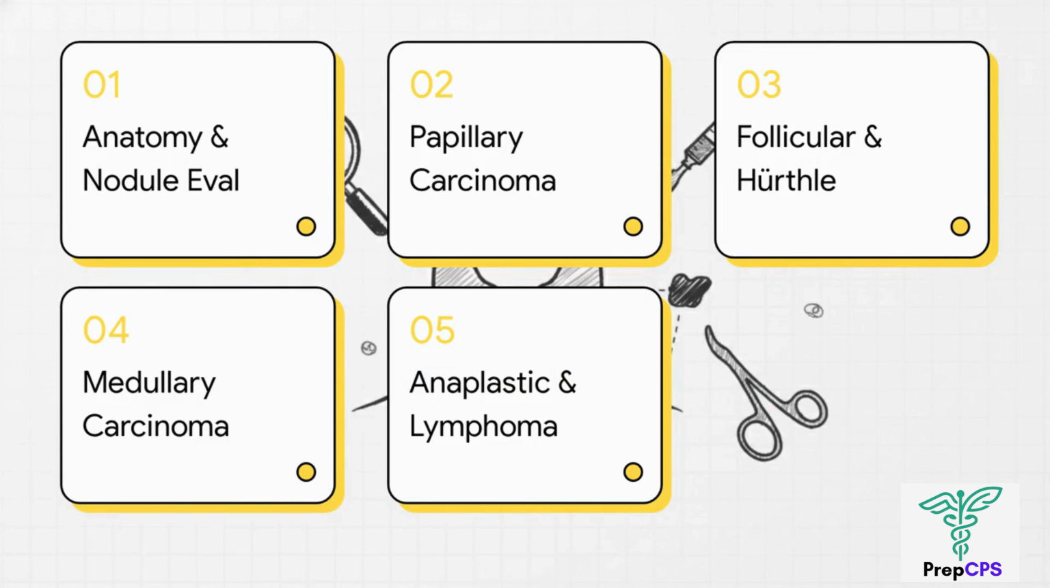Here's our roadmap for today. We'll start with anatomy and nodule evaluation, move into papillary thyroid carcinoma, then follicular and Hurthle cell, hit medullary thyroid carcinoma, and wrap it all up with anaplastic cancer and lymphoma.